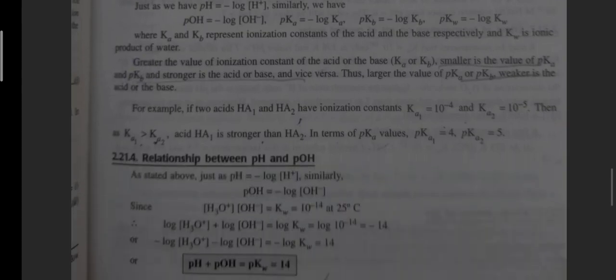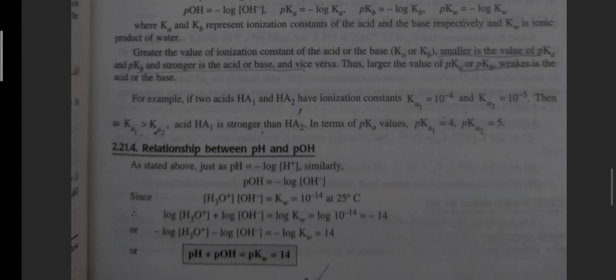Greater the value of the ionization constant of the acid or the base, smaller is the value of pKa and pKb, and stronger is the acid or base, and vice versa. Thus, larger the value of pKa and pKb, weaker is the acid or the base. For example, if two acids HA1 and HA2 have ionization constants Ka1 equal to 10 raised to power minus 4 and Ka2 equal to 10 raised to power minus 5, then since Ka1 is greater than Ka2, acid HA1 is stronger than HA2. In terms of pKa values, pKa1 is equal to 4 and pKa2 is equal to 5.